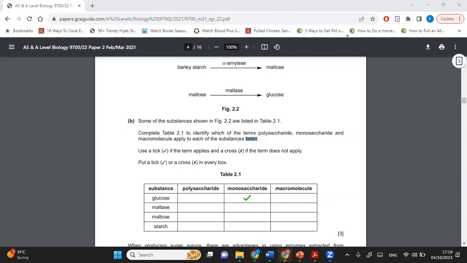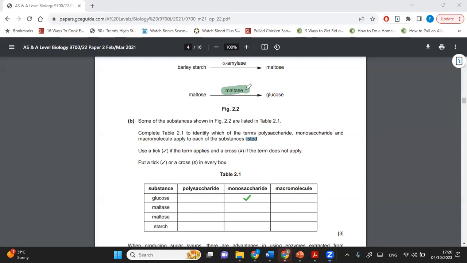Fine. What about maltase? And keep in mind that it is maltase. Do you think maltase is a polysaccharide, monosaccharide, or is it a macromolecule? It's neither. Like it's none of them. You think none of them, we can select over here? Yeah.